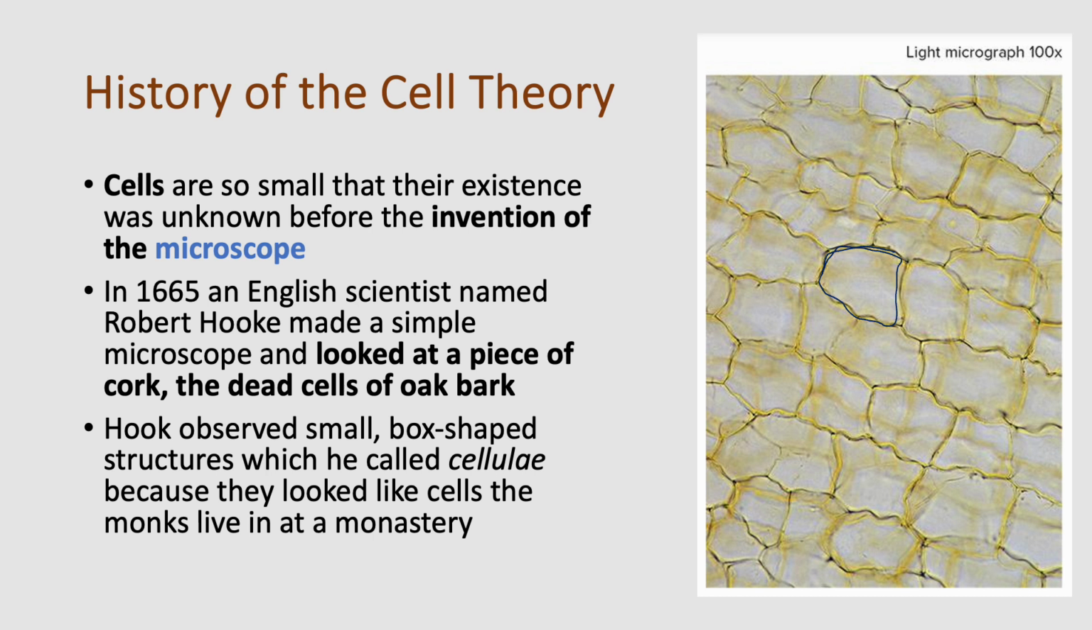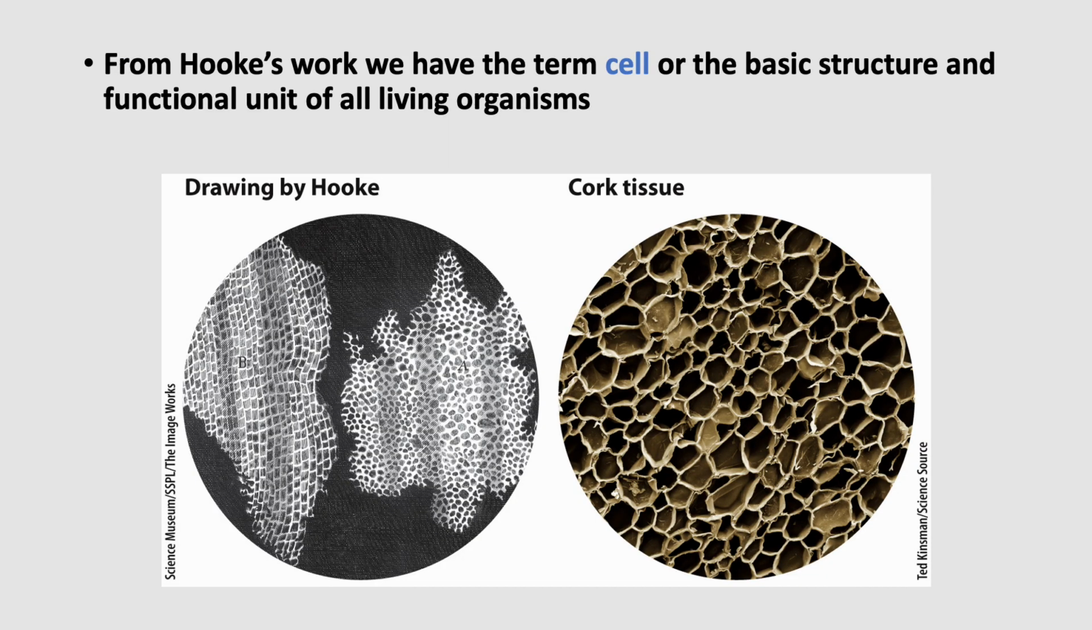Now, Hooke observed small box-shaped structures. He called these cellulae, because they looked like the cells that monks lived in at the monastery, and that is the term that stuck. From Hooke's work, we have the term cell, the basic structure and function unit of all living things. The cell is the basis for all life on Earth.